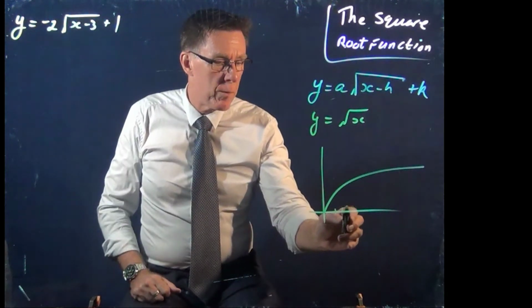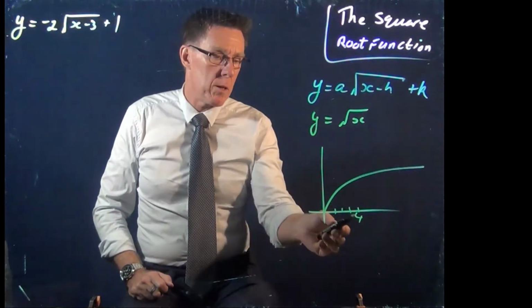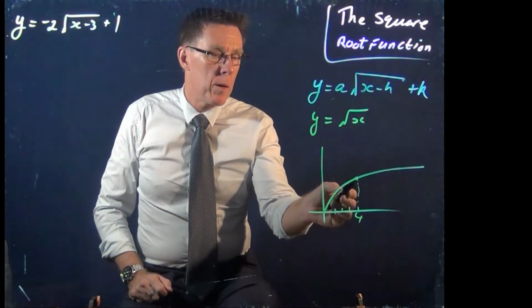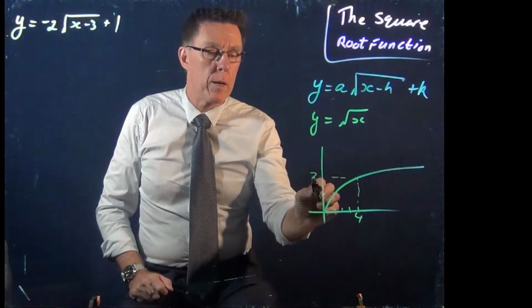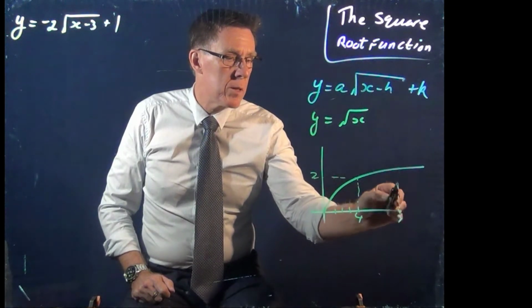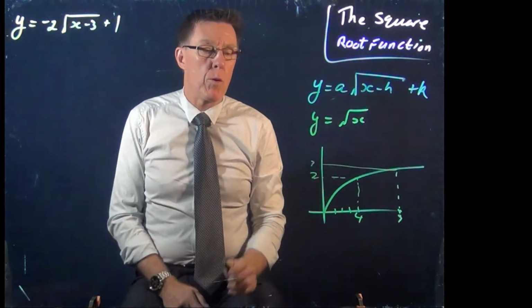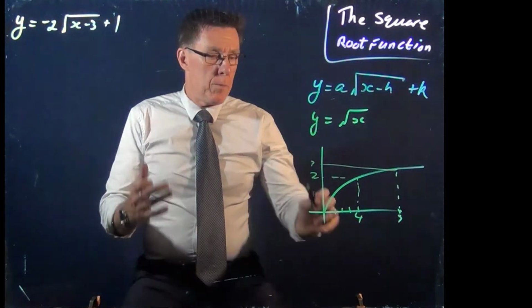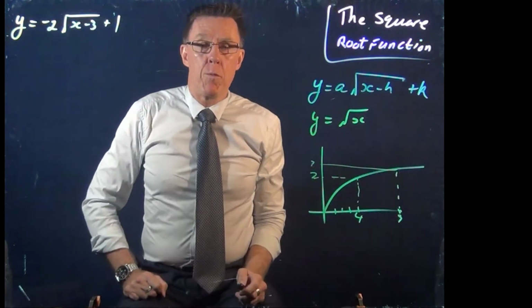So you go to whatever value across the x-axis, like 4 on the x-axis, plug it in, returns a value of 2 on the y-axis. Or if I go to 9 on the x-axis, it returns a value of 3 on the y-axis. So that's the general shape there of the square root function.